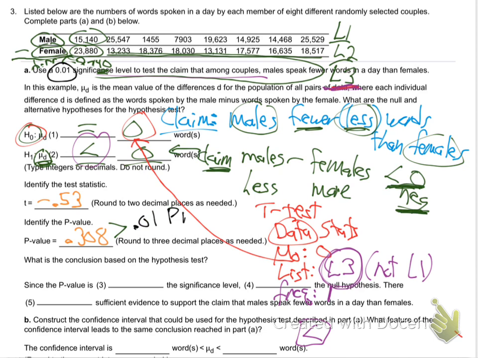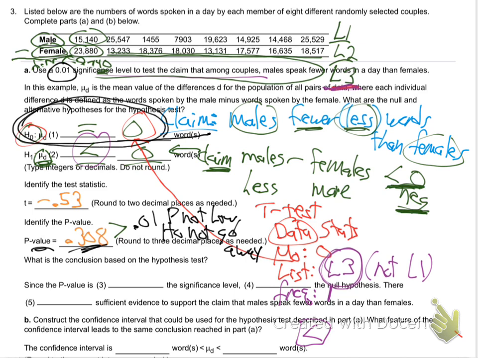So if the p is not low, which it is not, it's greater, right? This p-value is greater than the significance level. P is not low. The H0 does not go away. So we keep the H0, the null hypothesis, which says that the differences are equal to 0. What does that mean if there's no difference? The difference equals 0. So the male-female word count difference is actually equal to 0, meaning they're the same.